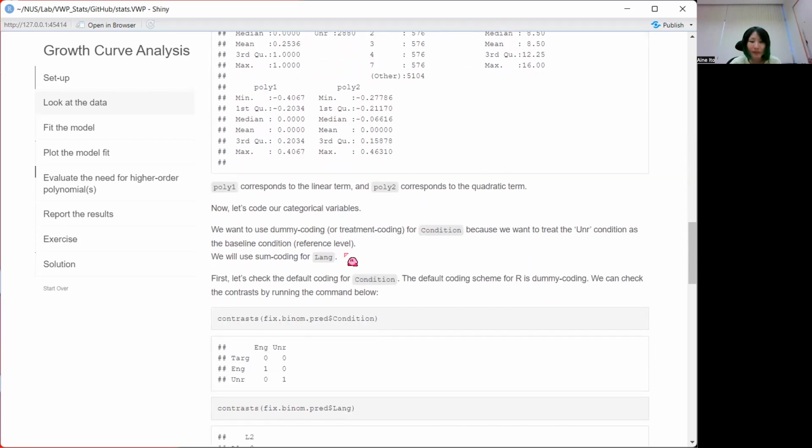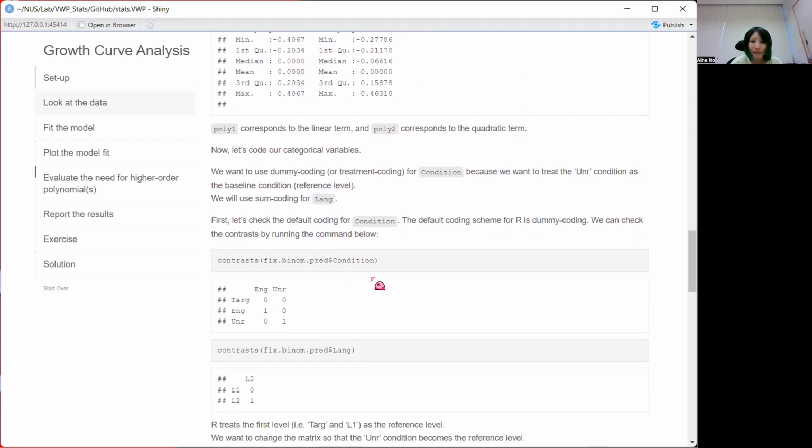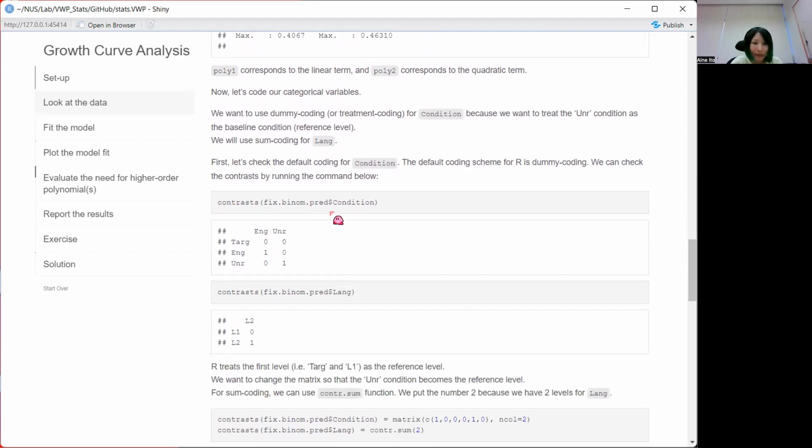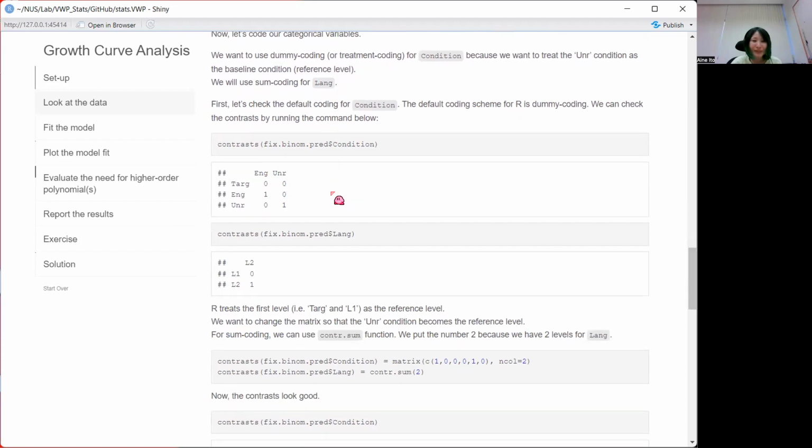Okay, now the categorical variables. If you are familiar with LME, this is what you do for LME too. Here I'm using dummy coding for the condition, because we have the baseline unrelated condition, so we are taking that as a reference level, and using sum coding for the language group. This is checking the default for the condition. By default, the first level is the reference level, and the first level in this case is target. We will change that later.